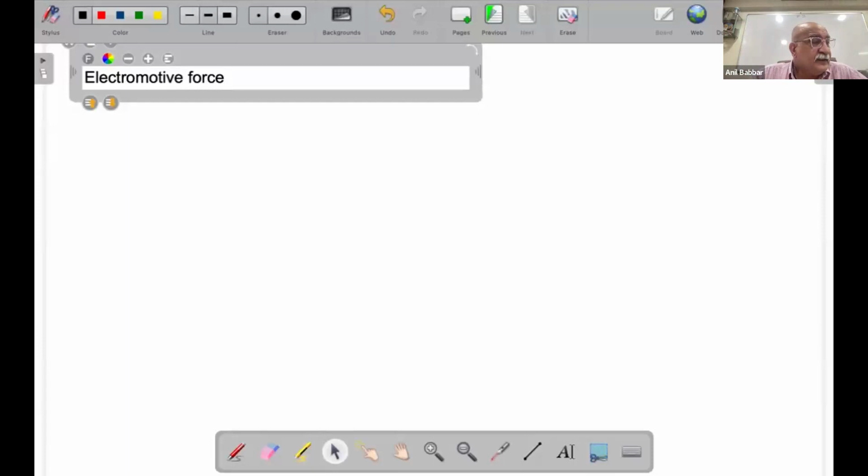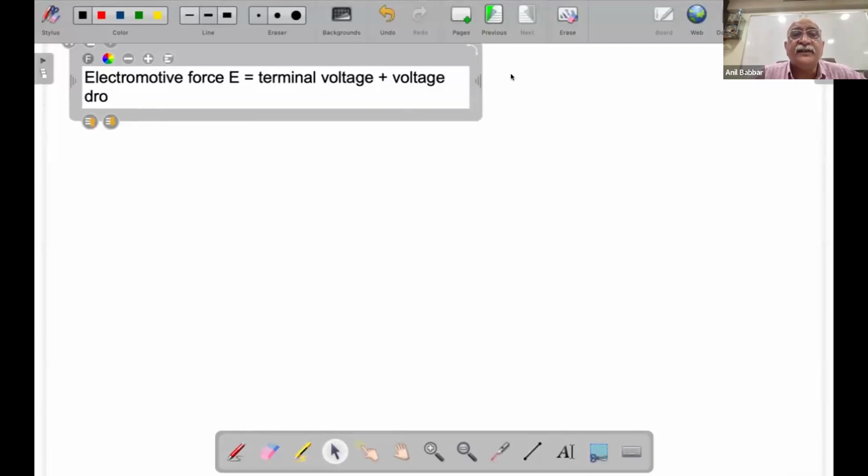So EMF is the total work done by the cell in forcing a unit positive charge to flow in the whole circuit. Then there is some potential drop inside the cell, and we get the voltage at the end, that is the terminal voltage. So terminal voltage is the end product which we are getting. So EMF E is equal to terminal voltage plus the voltage drop.